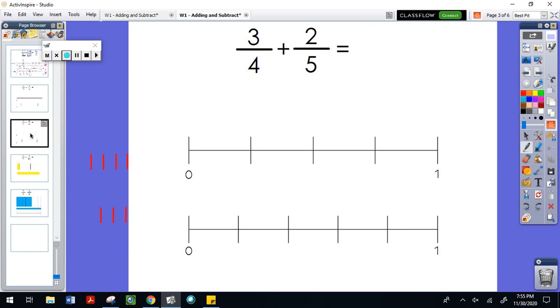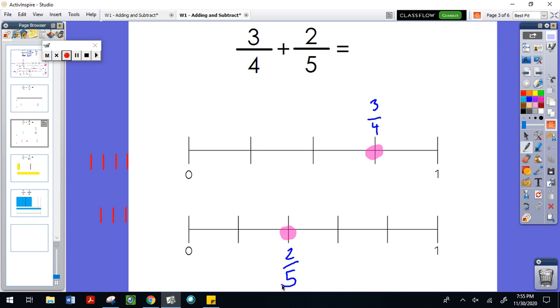So here we have 3/4 plus 2/5. Okay? Again, right now the problem is we don't have a common denominator. But when I look at my number lines, 3/4 would be located right here. So again, this is where 3/4 would be. And then 2/5 would be located right here. So I'm going to go ahead and label it 2/5.